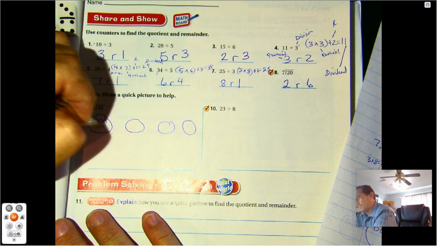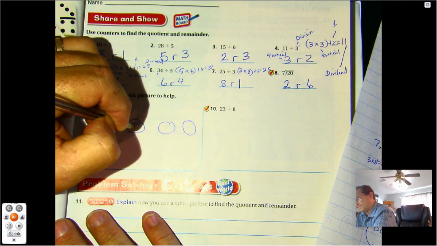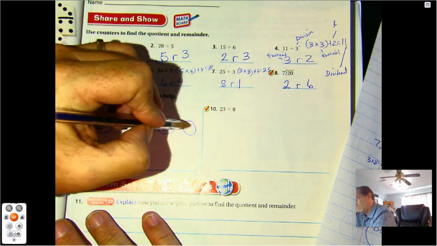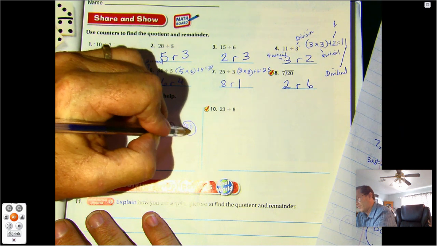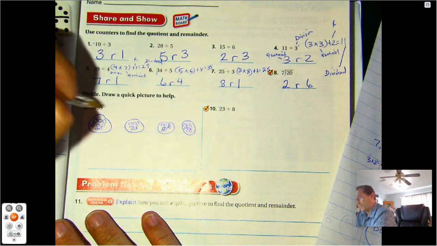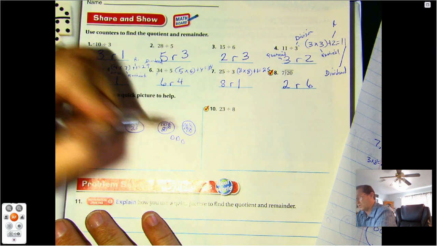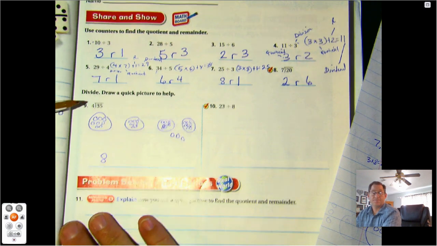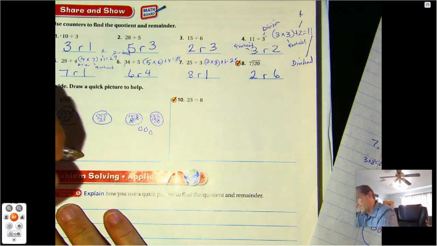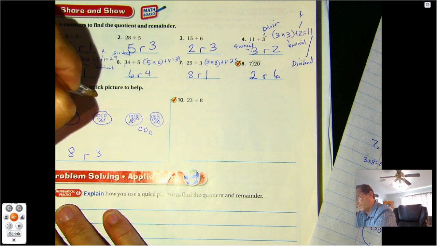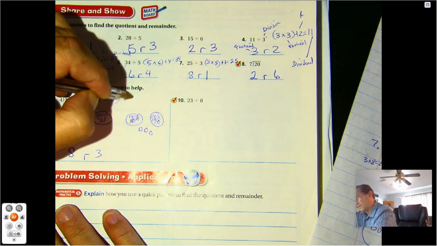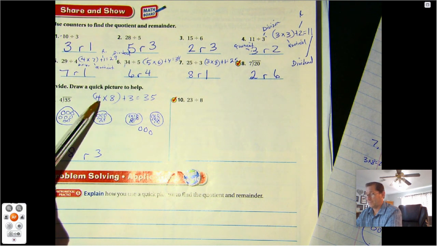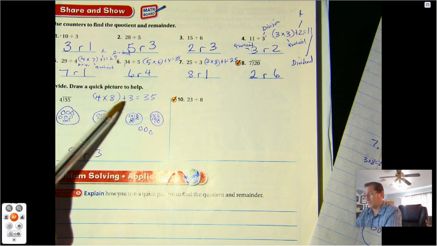8, 16, 24, 32. Yes, and that means I have 3 counters left. So we're going to have 8 in each group with a remainder of 3. 4 times 8 plus 3 equals 35. Okay, 4 is the divisor times the 8, which is the quotient, plus 3, the remainder, gives us 35.